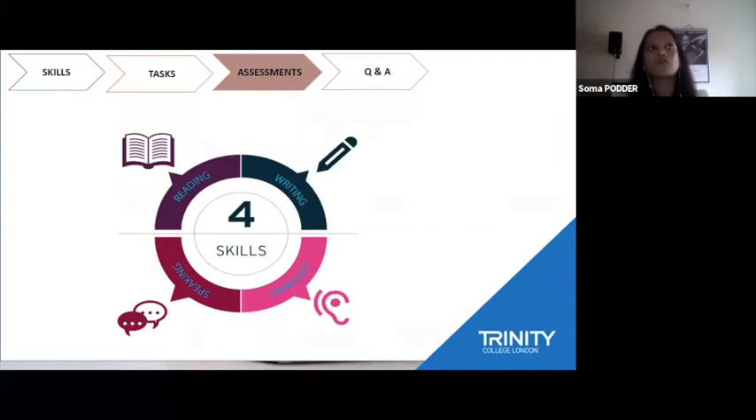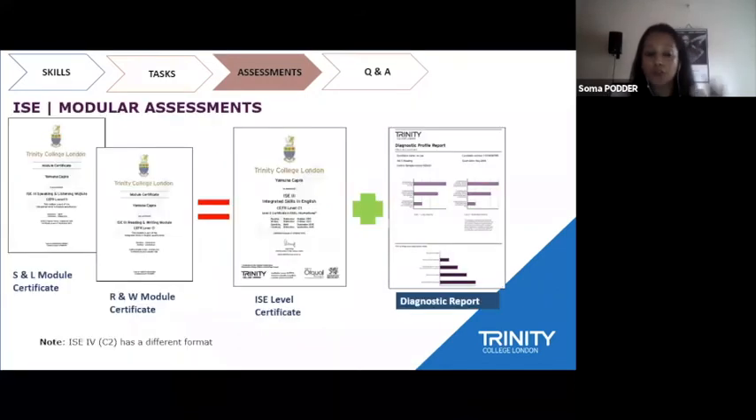Or if you think that you want to do reading and writing at IC Foundation and listening and speaking at IC 1, that's okay, that's allowed. And you would still get modular certificates for every module that you take. Right now, what you see on the left, you have a speaking and listening module certificate, and a reading and writing module certificate. In order to get your final IC level certificate, or your overarching certificate, you have to take both modules at the same level. That's the only thing that you need to keep in mind. And you get separate results for reading, writing, listening, and speaking in your certificate.